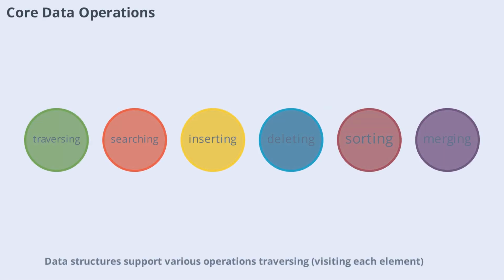Data structures support various operations: traversing, visiting each element; searching, finding elements; inserting, adding new elements; deleting, removing elements; sorting, arranging elements in order; and merging, combining data sets. Mastering these operations is key to effective data manipulation and algorithm design. Each operation has its own algorithmic approach and efficiency consideration.